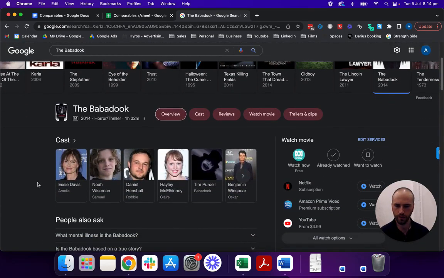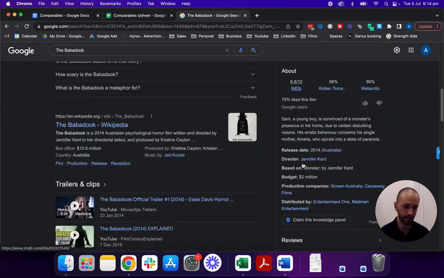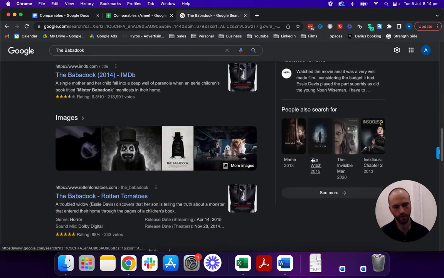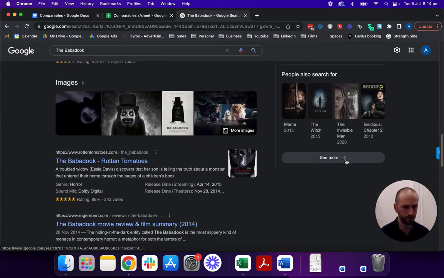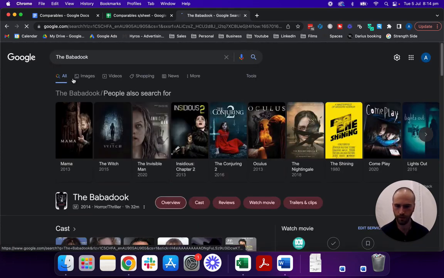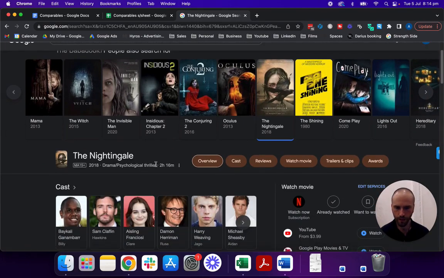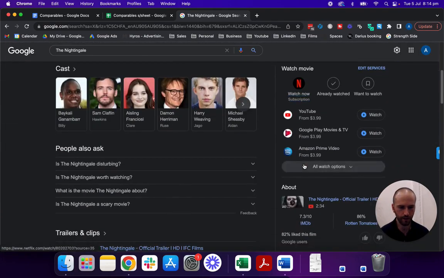So Babadook is the right genre, right director's level of experience, but it's a bit old, and actually it fits within the budget. But what I'm going to do here is scroll down and hit see more here. And then I'm going to have a quick look to see what else is coming up. Okay, so The Nightingale, that's 2018. Drama, psychological thriller, so that kind of fits the bill.